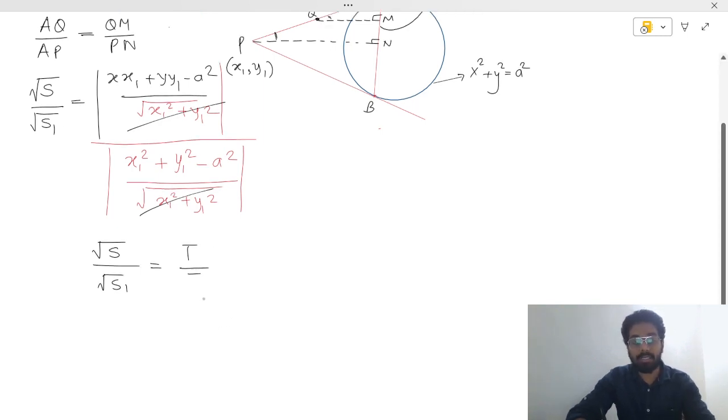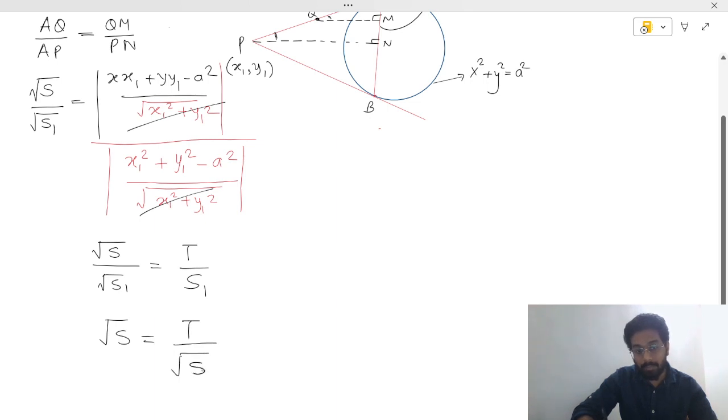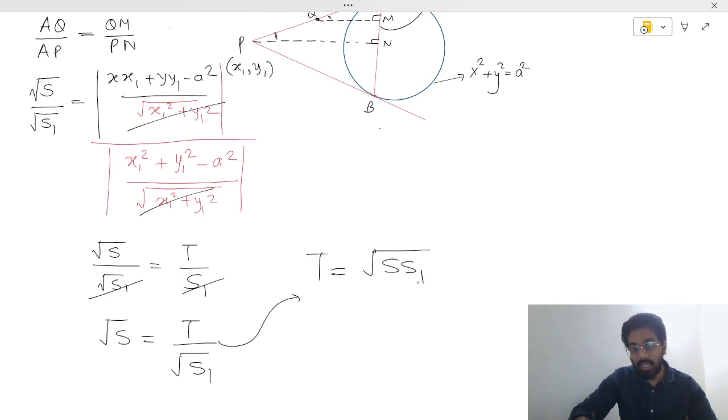This is S1, guys. This is the value of the circle at x1, y1 in the equation that we are putting. All right. Cancelling from here, if you cancel, you will have root of S is equal to T upon root of S1. If you cancel both of them, from here you will have T equals root of S1, and if you take a square, you will have T square is equal to S1.